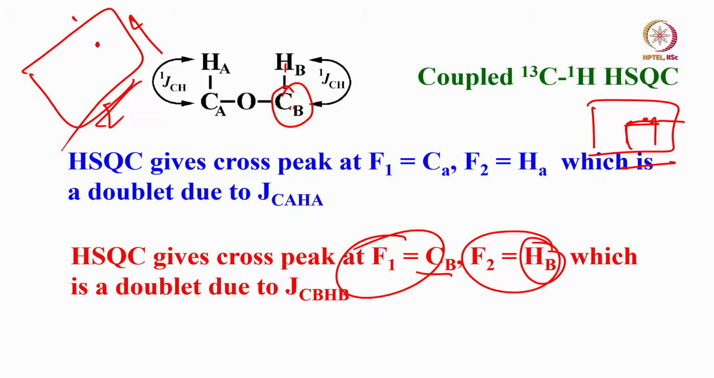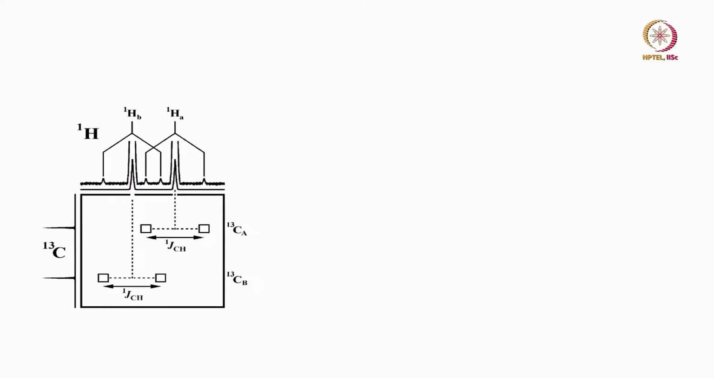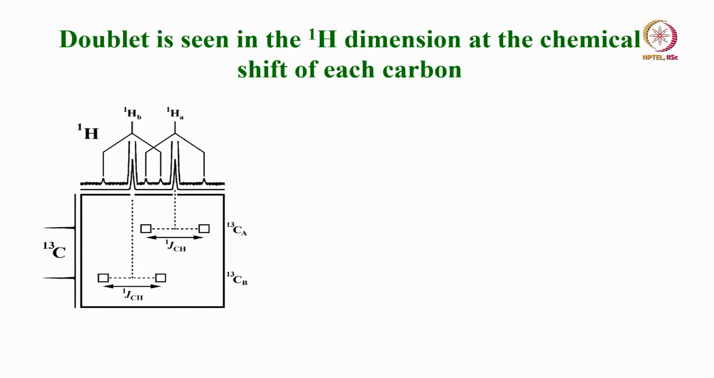In natural abundance carbon 13, it is okay, directly observed. In the proton dimension, how will it come? It will come as satellites. That is why I introduced satellites here. Okay. So, look at the spectrum of this molecule. Doublet is seen in the proton resonance.